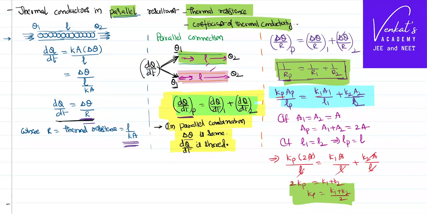But I want you to understand carefully that this is valid only when the two rods have the same area and length. Otherwise, this is not valid. You have to go back to the core equation and solve further, whatever the given problem is. That's it. Thank you for watching.